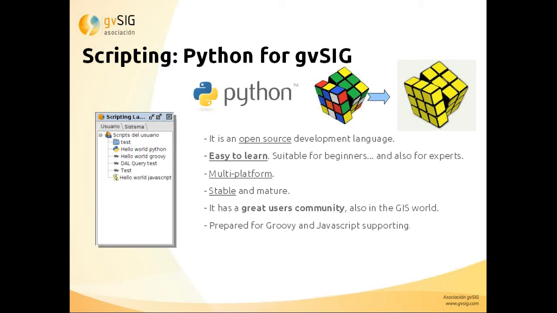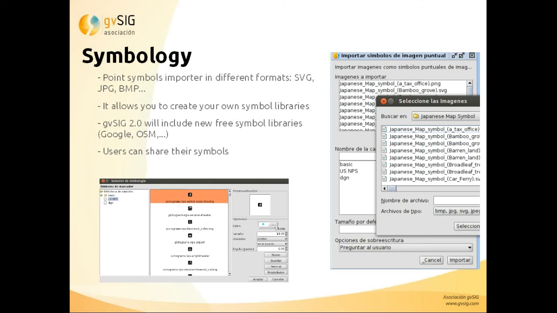About symbology, there's a very interesting tool. Now the user can import point symbols from their computers to gvSIG. They can create their own symbol libraries. These symbol libraries can be exported to a file, and it can be loaded by other users directly from the Add-ons manager of gvSIG.